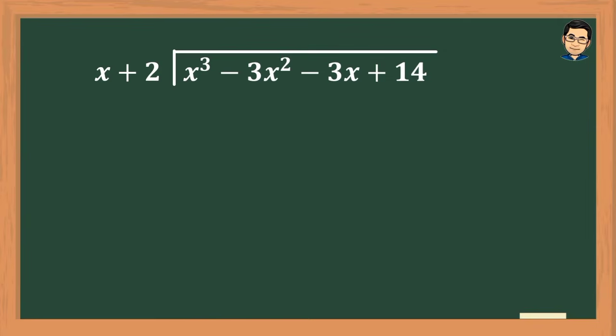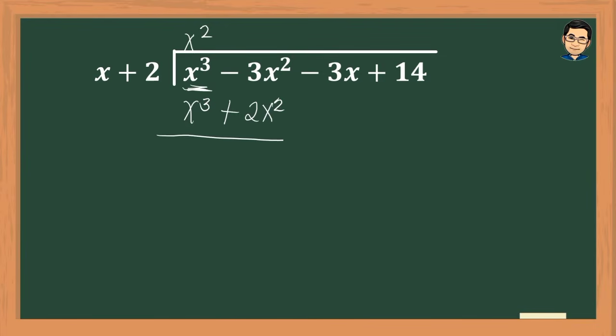Okay. So, x cubed. Kunin natin. And then, we divide by x. So, 3 minus 1 magiging x squared. And then, ibalik natin. X squared times x plus 2. So, x squared times x, that is x cubed. X squared times 2, that is positive 2x squared.